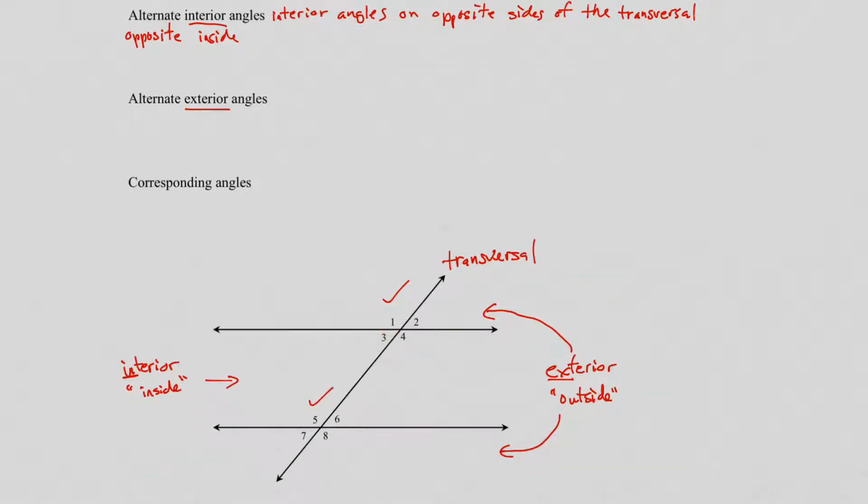So angle 3 and angle 6, as you can see, they're inside and they're opposite of each other. They alternate. Okay? And then 4 and 5 are also alternate interior angles. So let's put that down here. So angle 3 and angle 6 are an example. Another example would be 4 and angle 5. Okay.